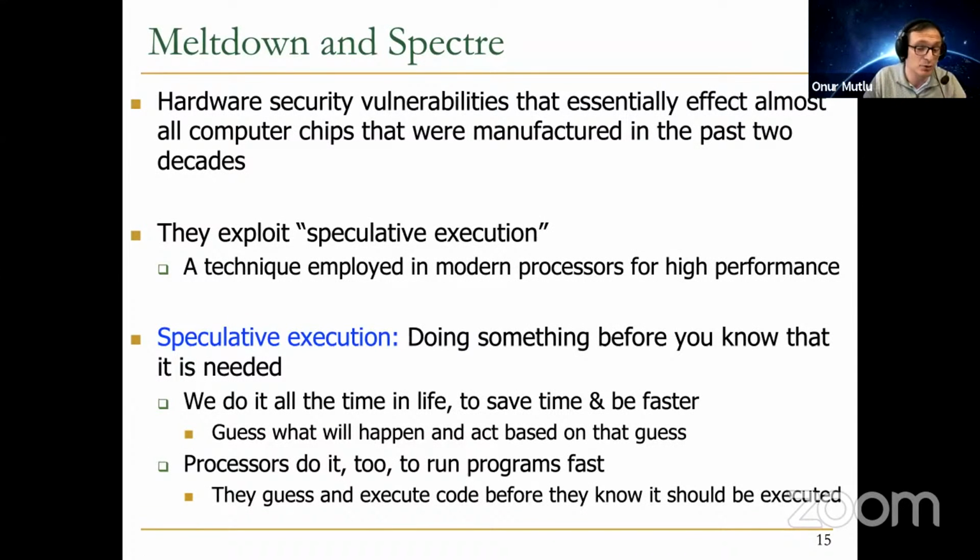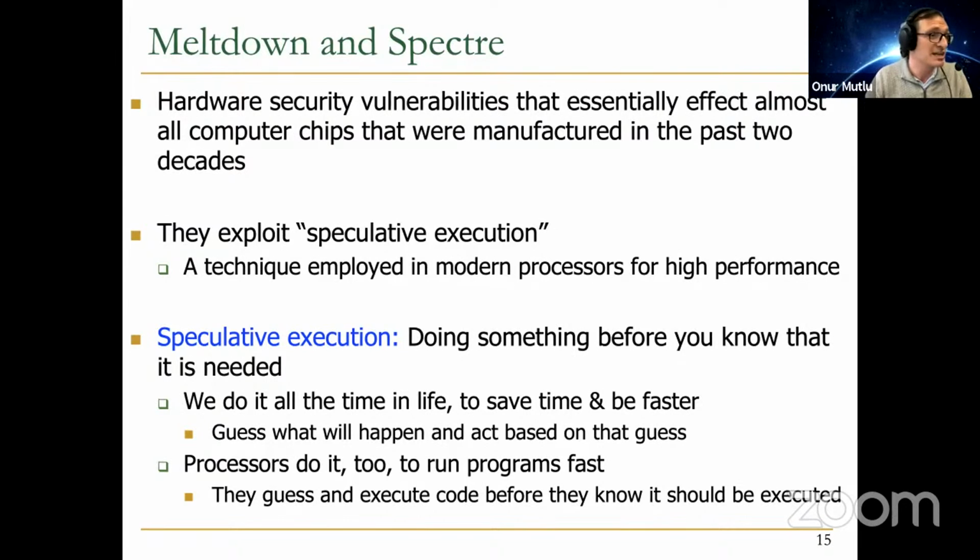Processors, essentially to run programs fast, guess what will happen. Instead of waiting for data or waiting for an instruction to complete, they execute the next instruction. And they execute the next instruction after that, and the next instruction after that, before they know that these instructions will be executed.